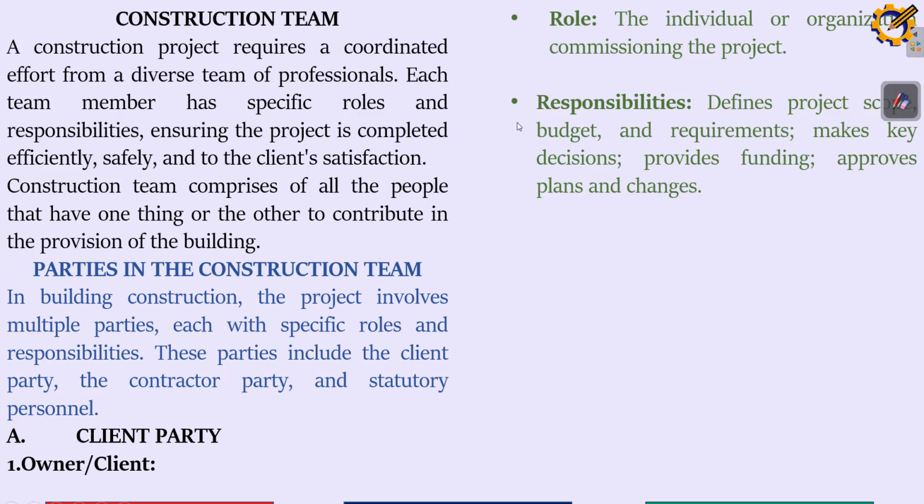All right, so my responsibility is to define project scope, budget and requirements, make key decisions, provide funding, approve plans and changes. Now I will tell them, okay, I have 20 million, I want to erect a room and parlor self-contained. All right, and I want a jacuzzi, I want this, I want that. I want a POP ceiling, I want a design of the roof, all of these things. Then I have the money. Okay, now the first person I'm going to actually come in contact with is the architect.